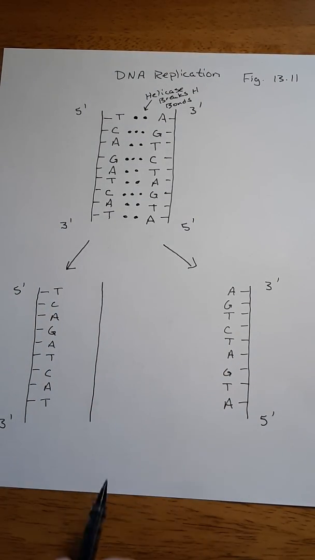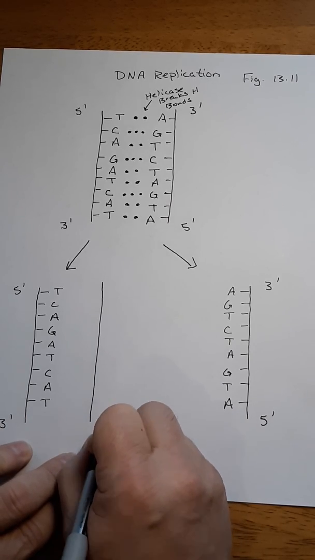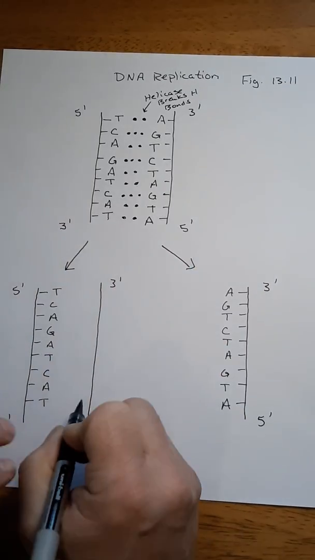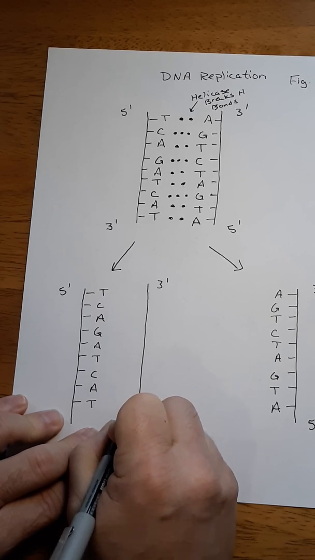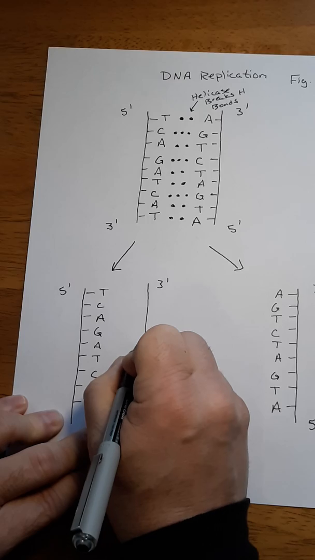Now remember that the strands are anti-parallel, and so this side is going to be 5', and this side will be 3'. And we have a total of 9 of these, and so I'm just going to try to keep these as in line as best as I can.